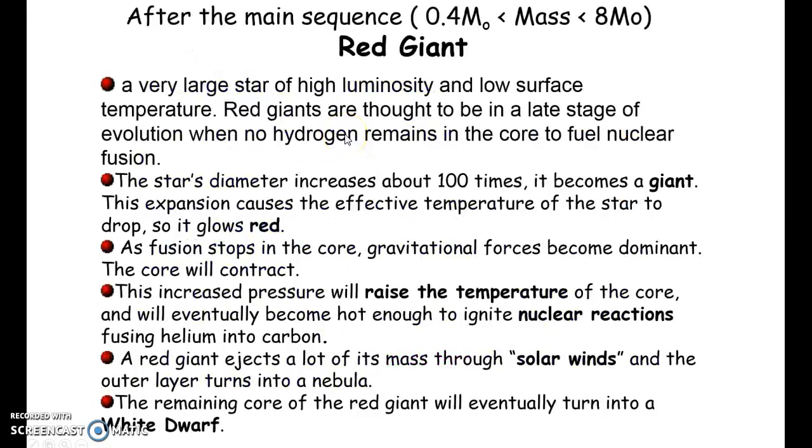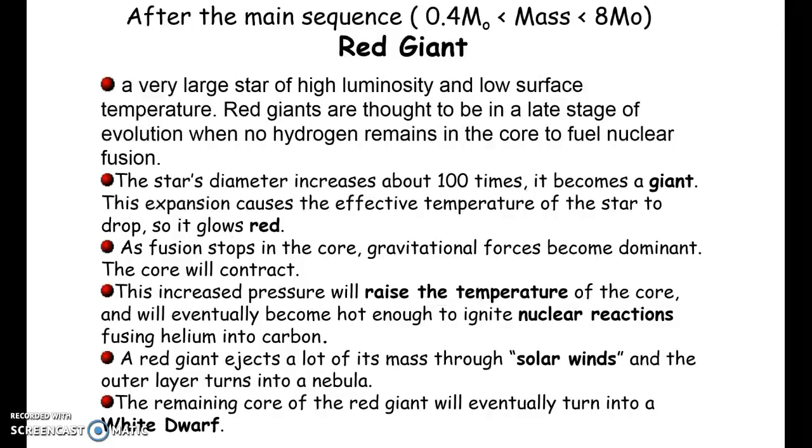So then the next part, once again, I'm going through this quickly, which makes it seem like it's all the same. The next phase is a red giant. Now this is a very large star, high luminosity, very low surface temperature. But basically what happens is that all the hydrogen is used up. This is like the time to take grandma to the nursing home kind of phase.